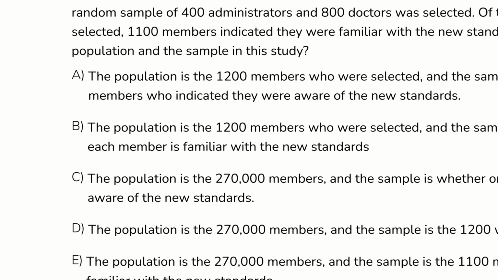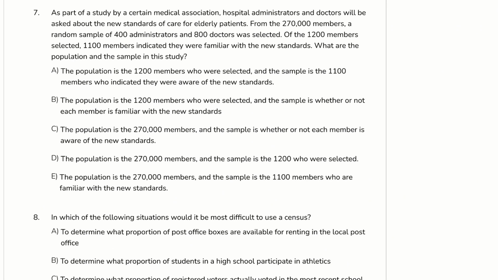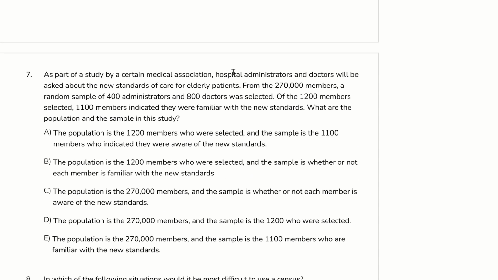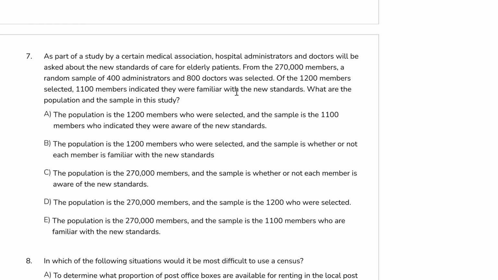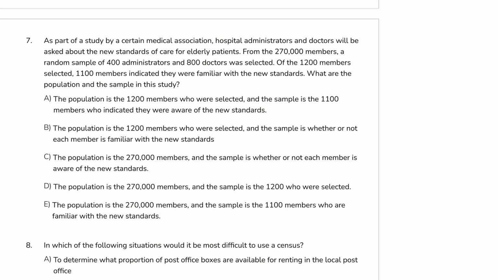Okay, so let's look at number 7. Again, I don't think you have this on your homework assignment, but I do want to go over it just so you have extra examples to look at.